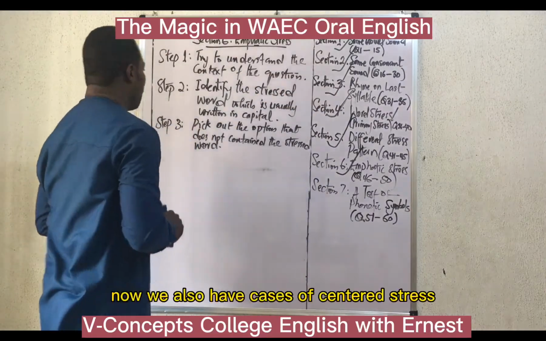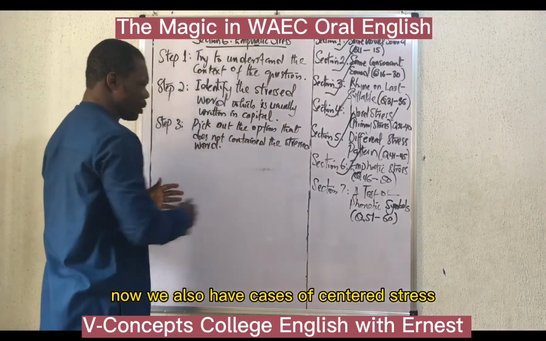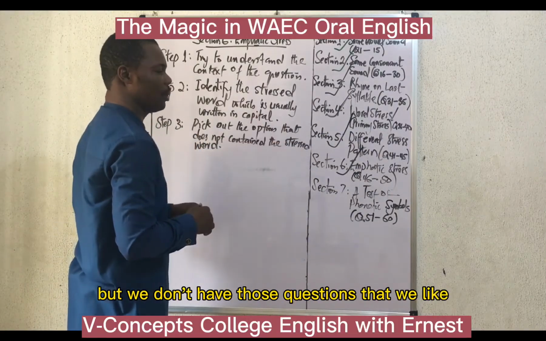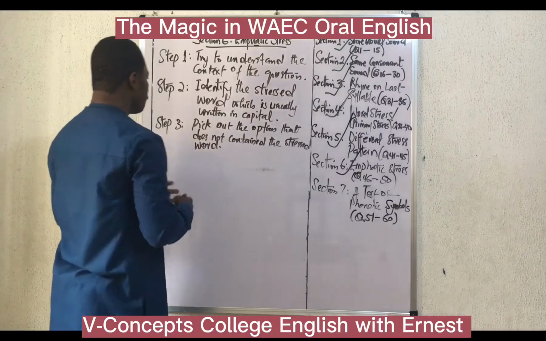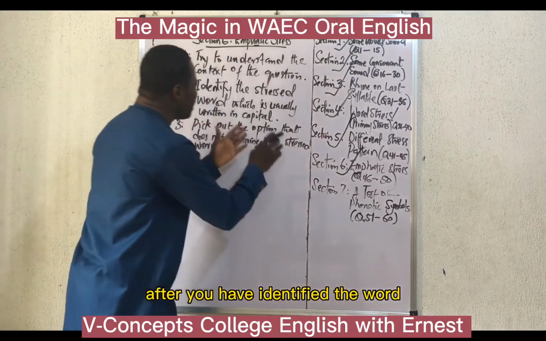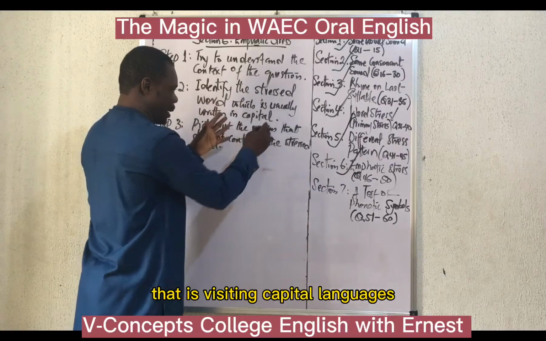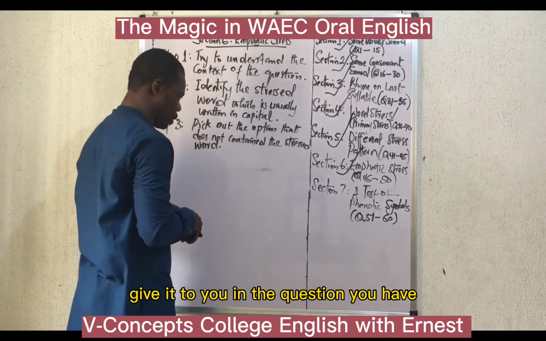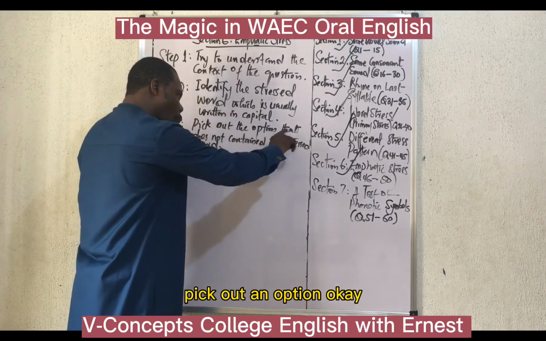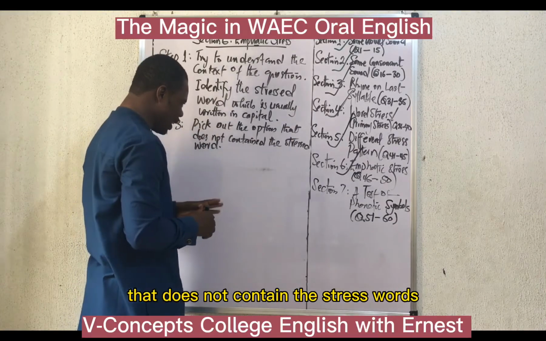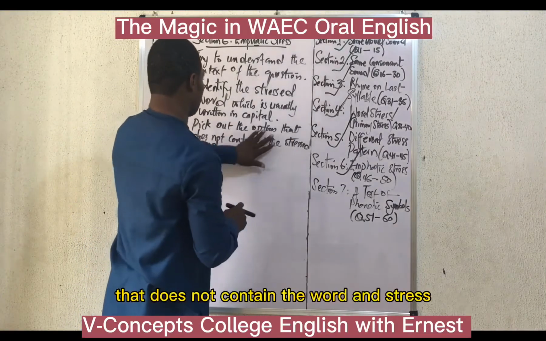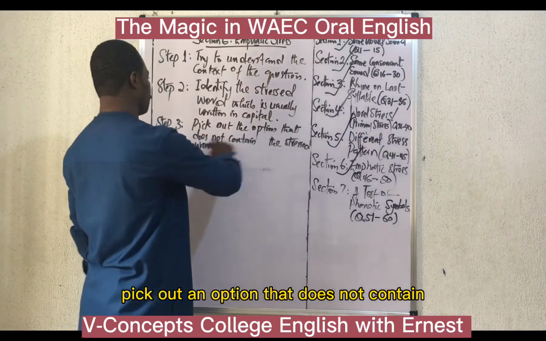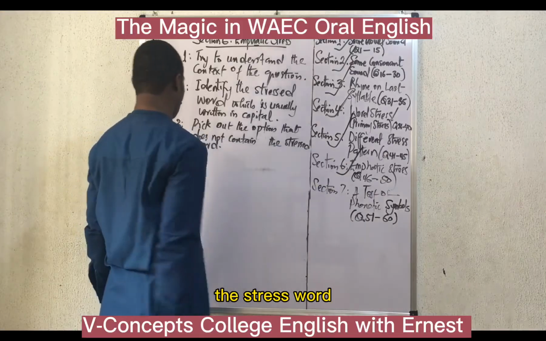Now, we also have cases of sentence stress, but we don't have those questions in WAEC. So, after you have identified the word that is written in capital, which is the stressed word in the sentence that is given to you in the question, you now pick out the option that does not contain the stressed word.